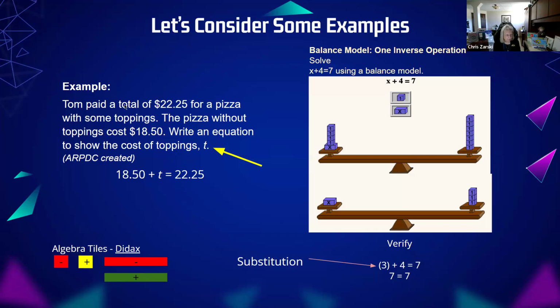So another question might be something like this. Tom pays a total of $22.25 for a pizza with some toppings. If there's a pizza without toppings, or just the basic kind, it would be $18.50. Write an equation that shows the cost of those extra toppings that he had to pay more for. So the basic pizza, add, let's say, T for toppings, equals $22.25.